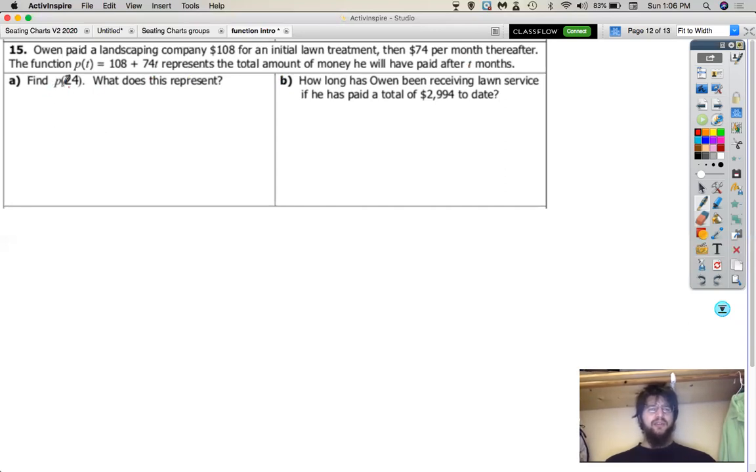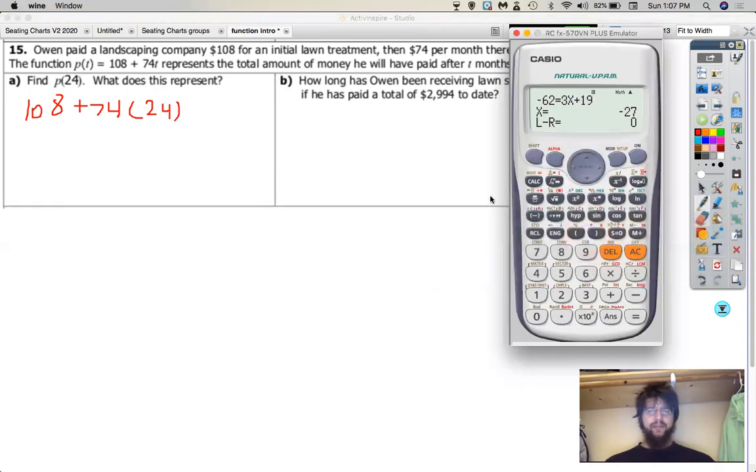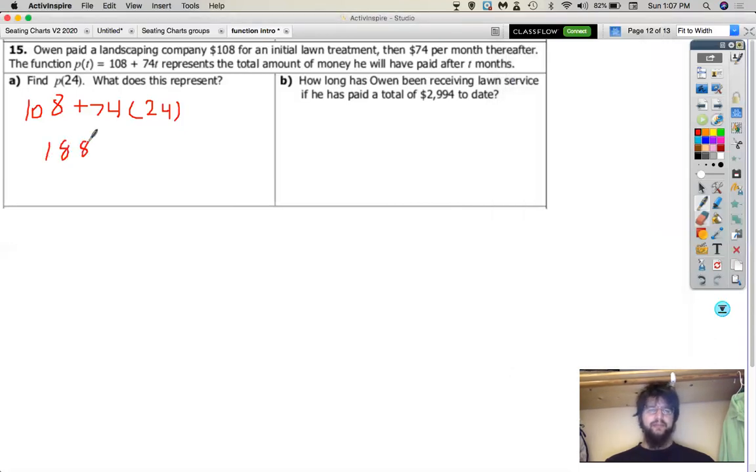So let's evaluate this first. So 108, let's calculate, plus 74, open parentheses, 24, and let's just evaluate that. 108 plus 74 times 24. 1,884. Now, money is one case we would use decimals on, but we didn't get decimals. So. Again, our output is P, the price he paid, the amount of money. So this is the money.